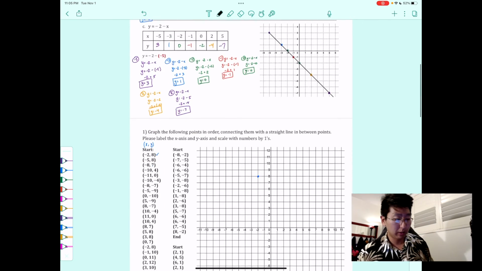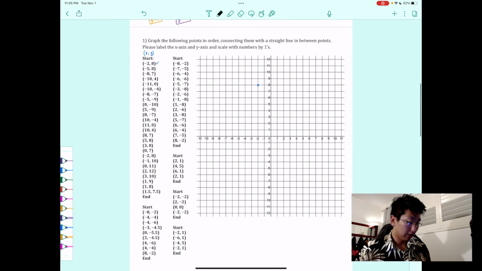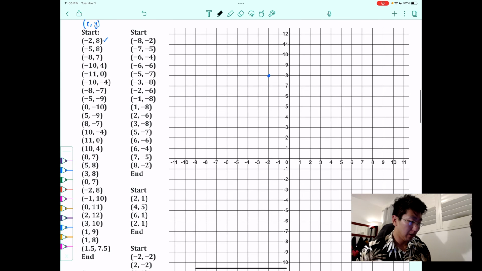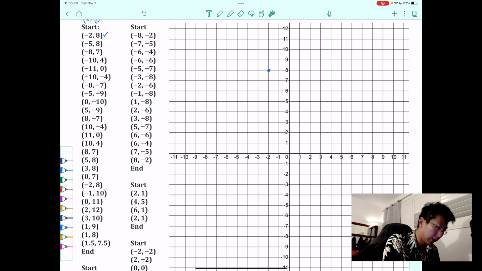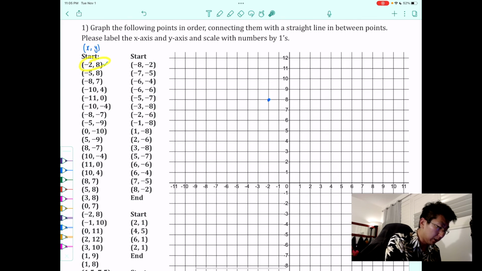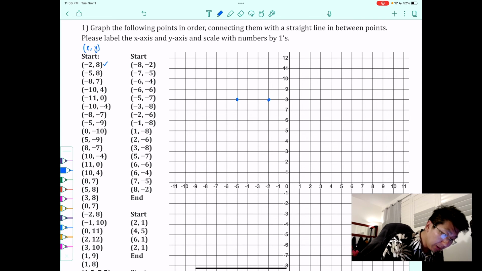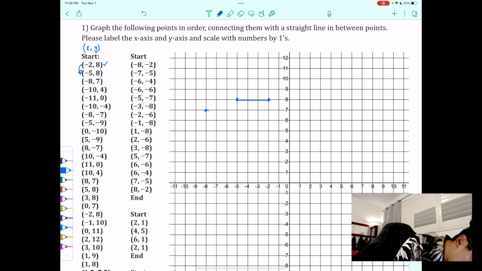This is how you graph equations. This next stuff you should be able to do. Don't forget that when you graph this, you go to the next point. You could already see I already graphed this first point. I'll graph the next point just to make a point. -5, 8 is over here. And what you're going to do is connect point 1 to point 2. So you draw a line connecting these two. And then from there, -8, 7 is right here. So you connect those two dots now.